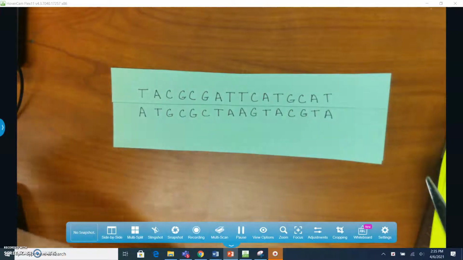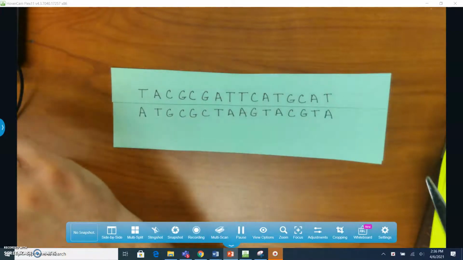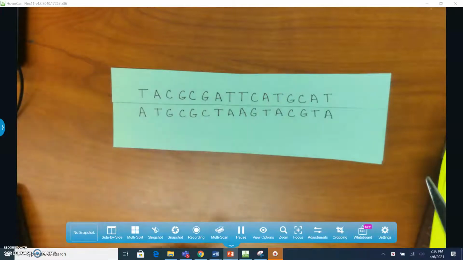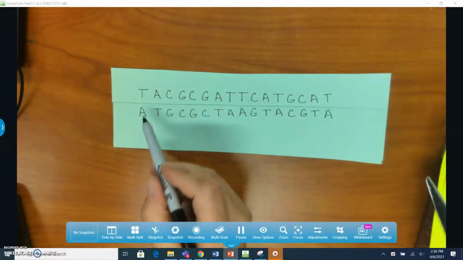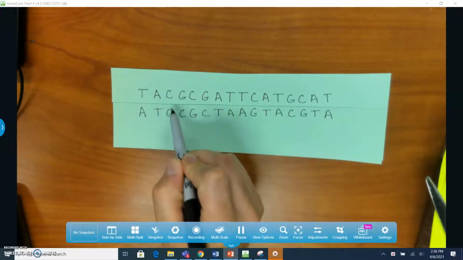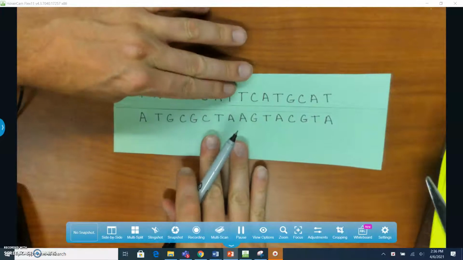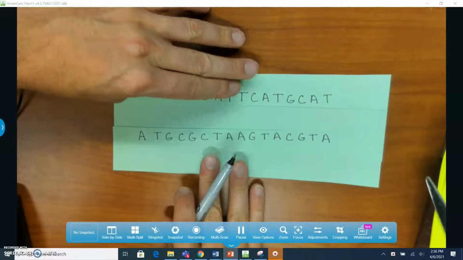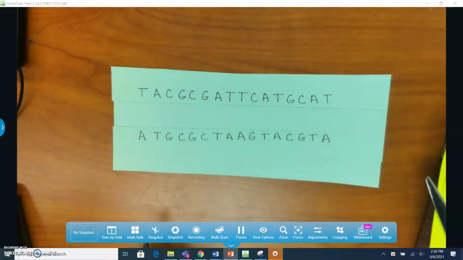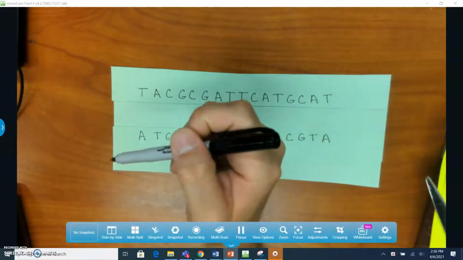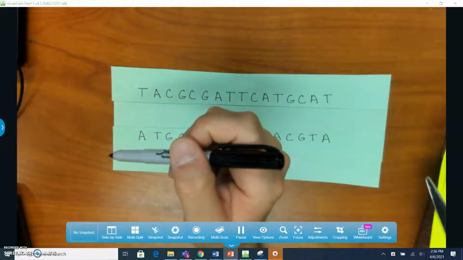However, in order to take this strand of DNA and turn it into a strand of single-stranded RNA, the first thing that needs to happen is the hydrogen bonds that exist between these base pairs need to separate. So the bonds are broken. Now we only use one strand when we are making our RNA strand.